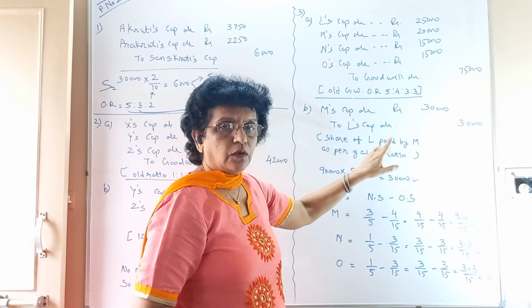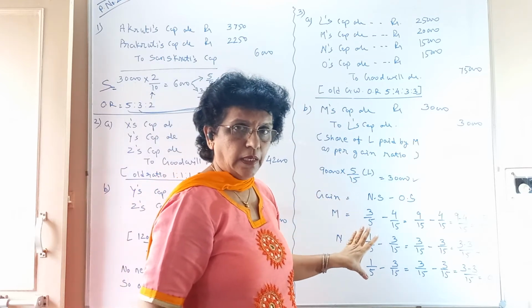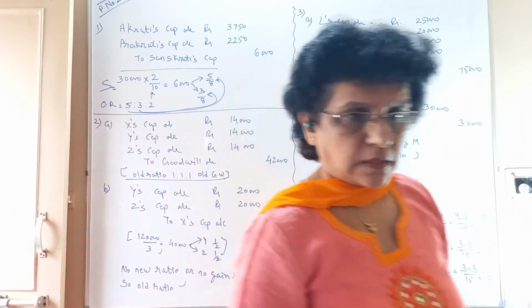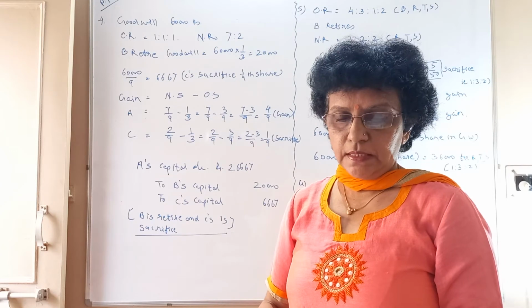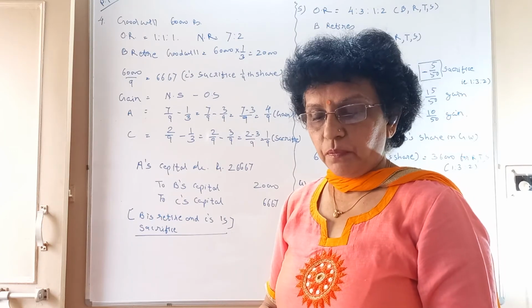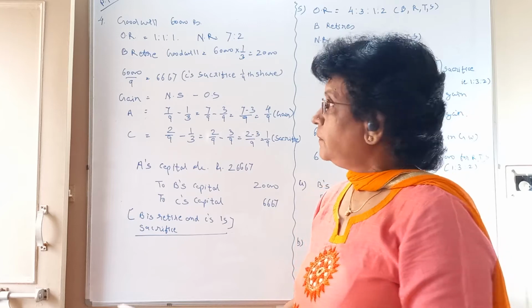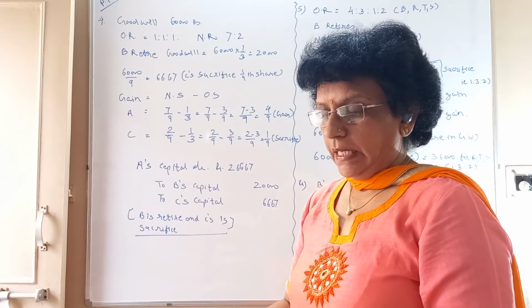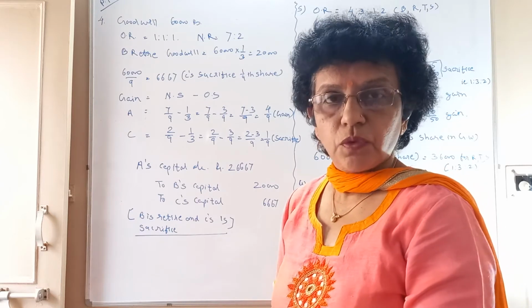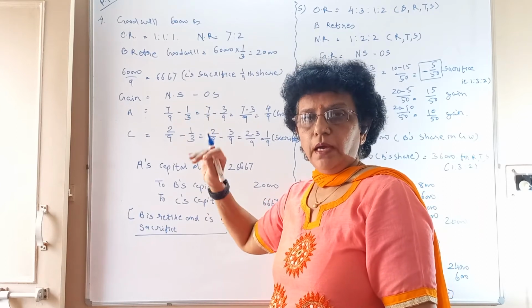In this way you have to do the journal entries of retirement. We will continue next. See question 4. A, B and C are partners of a firm. B retired. At the time of B's retirement, the goodwill of the firm is 60,000. The new profit sharing ratio of A and C is decided as 7:2. Now in this question, you have the old ratio and you have the new ratio.